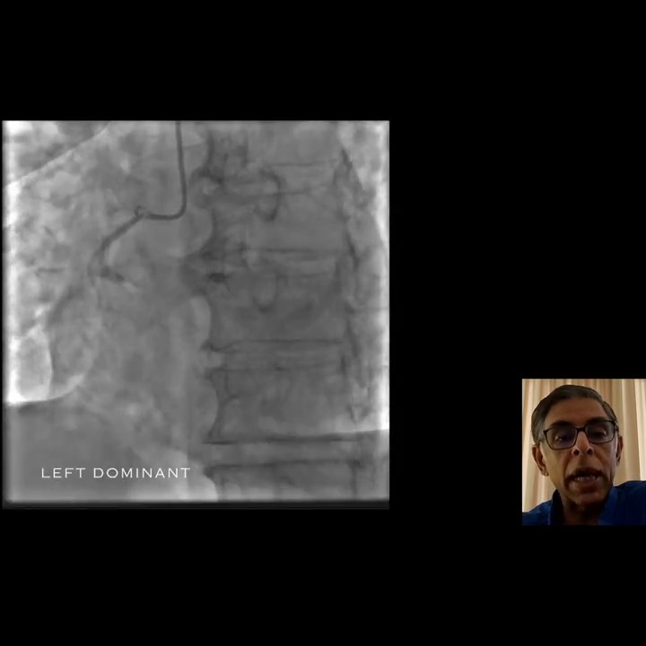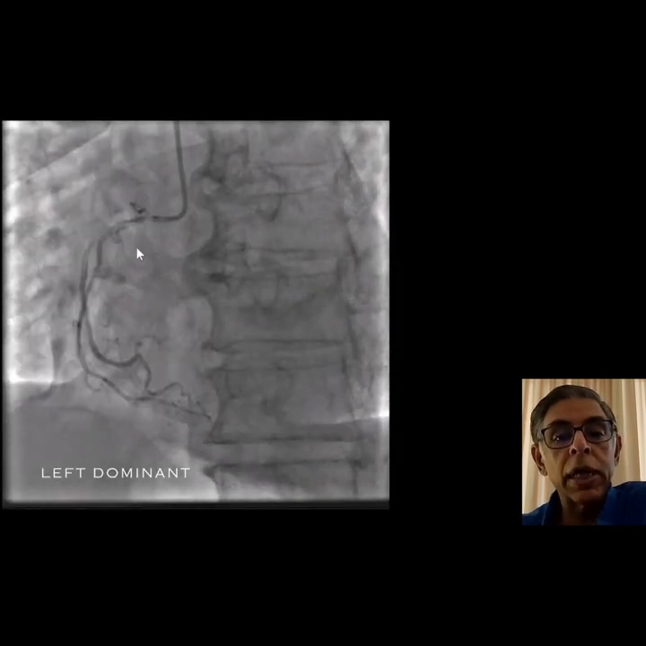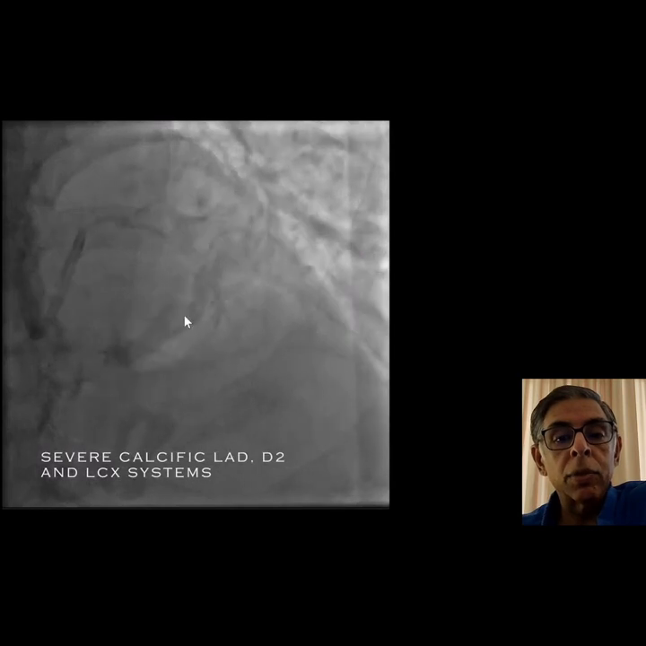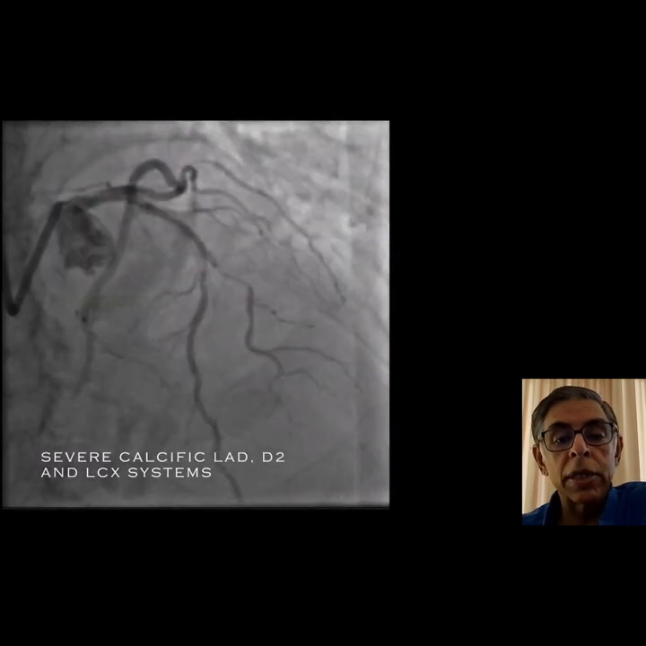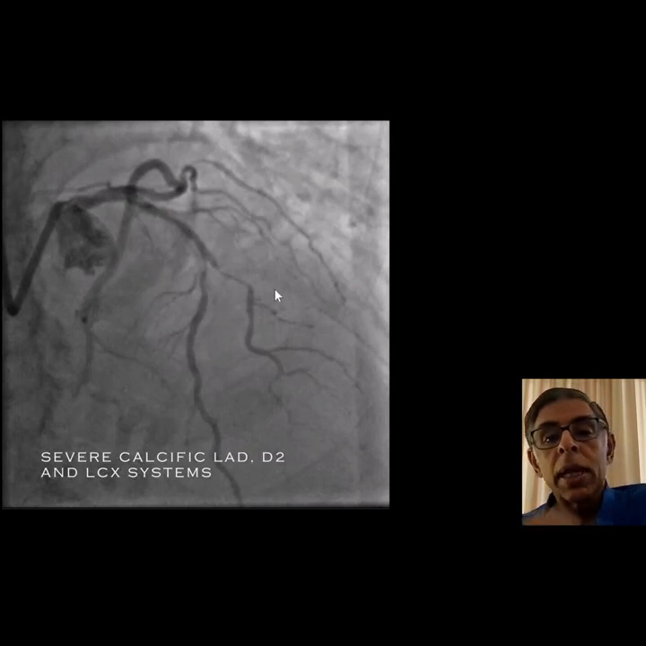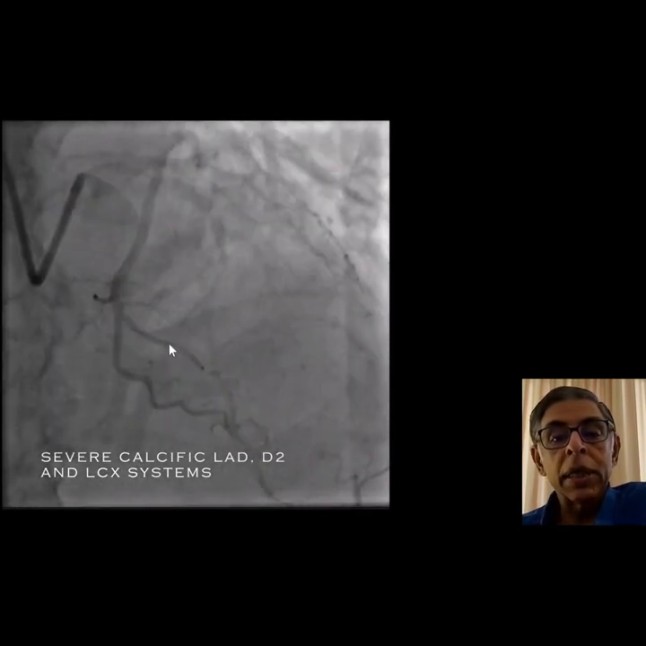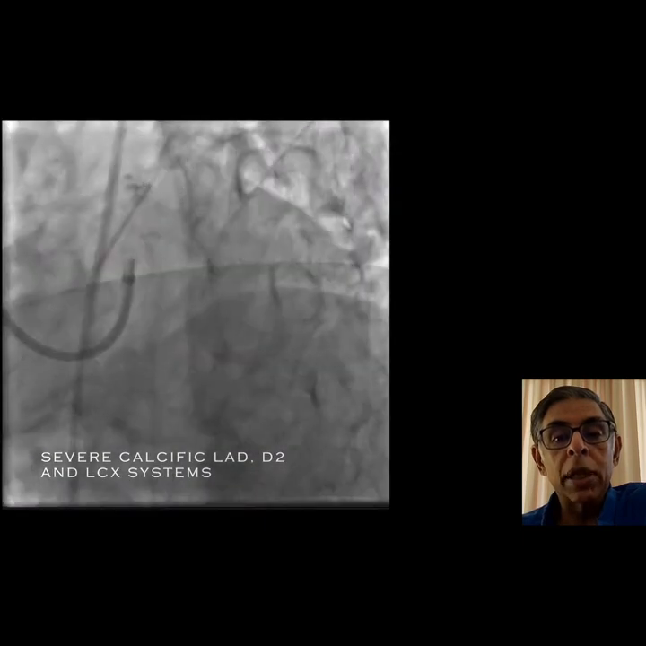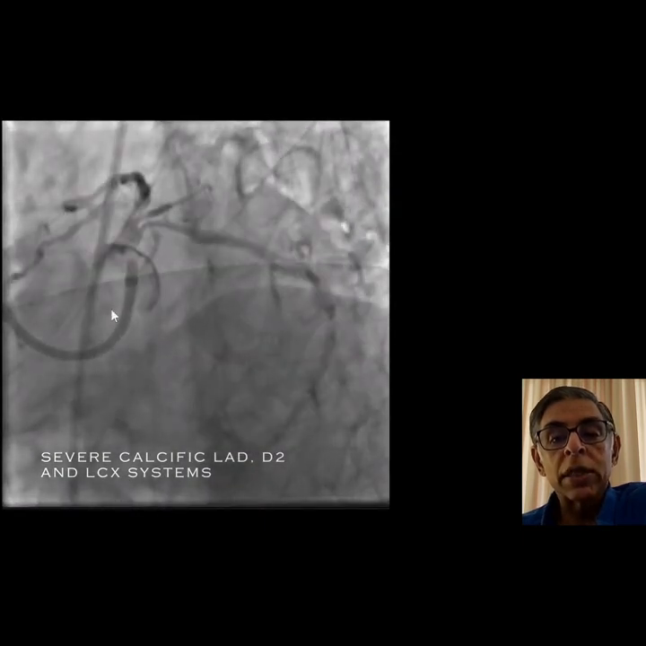Now, with that background, here's the angiogram, and you can see that the right coronary artery is small. It is a left dominant system. And you can see that the LAD is heavily calcific with a severe lesion in the mid portion as well as a severe calcific lesion in a large diagonal. At the same time, the circumflex is dominant and also quite severely diseased right at the proximal portion.